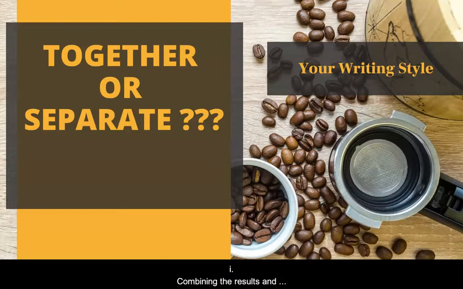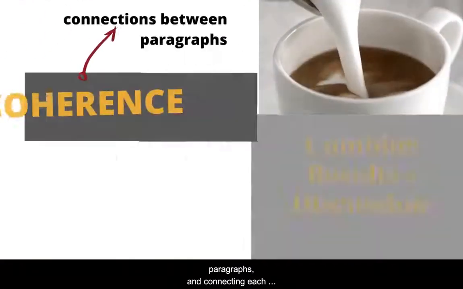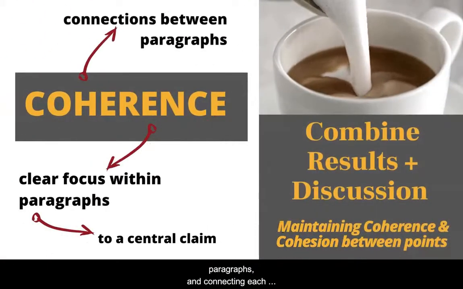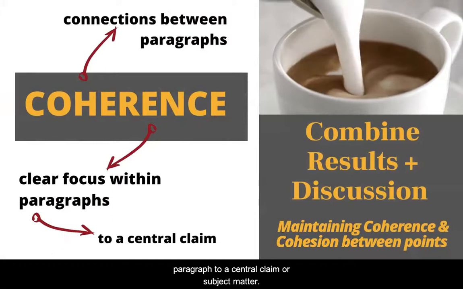Combining the results and discussion in the section allows you to have more coherence in presenting your point or a better flow in describing your subject matter and its arguments. Coherence means maintaining a clear focus within paragraphs, making connection between paragraphs, and connecting each paragraph to a central claim or a subject matter.